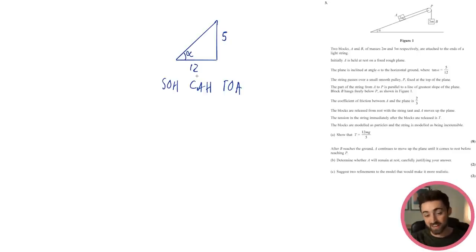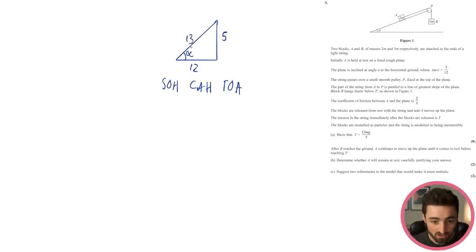Because if I use Pythagoras to get this, which would be the square root of 12 squared plus 5 squared, I'm going to get 13. What a surprise, it's a nice number. That's because they did it for a reason, right? Happens with 3, 4, and 5 a lot as well. So you might see tan alpha to be like 3 over 4 or something like that.